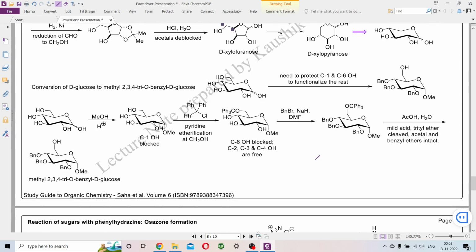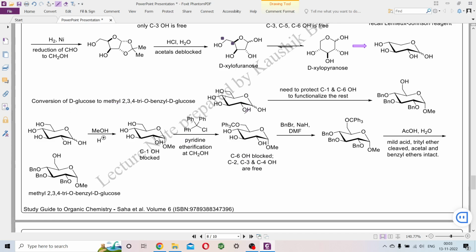Finally, the conversion is from D-glucose to methyl 2,3,4-tri-O-benzyl, so you have CH2Ph groups installed here, D-glucose. So need to functionalize C2, C3 as well as C4. Need to protect this one, and this one can be easily protected. Need to protect this one and need to protect that one. So that protection is very easily done by Fischer glycosylation.